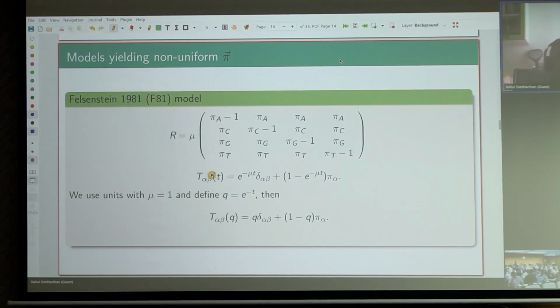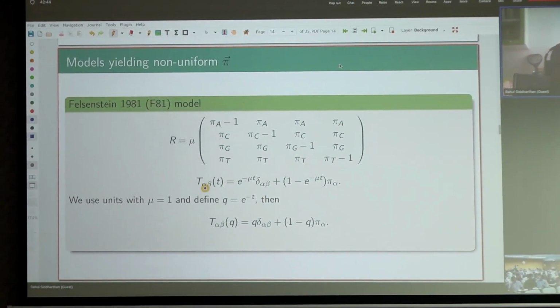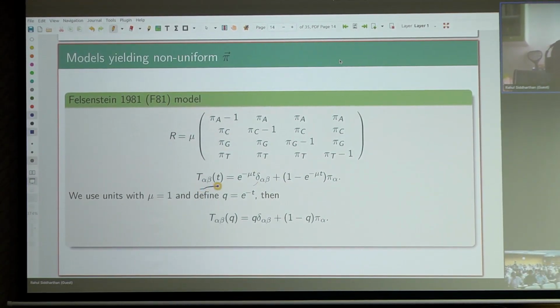And if you calculate T by taking e to the R, you find that this R has this nice property that its square, apart from mu, is just minus R, and so you can actually calculate the exponential, and what you end up getting is this. So this T also has this nice property: if you think of the mutation rate mu, e to the minus mu t is the probability that in time t there has been no mutation at all.